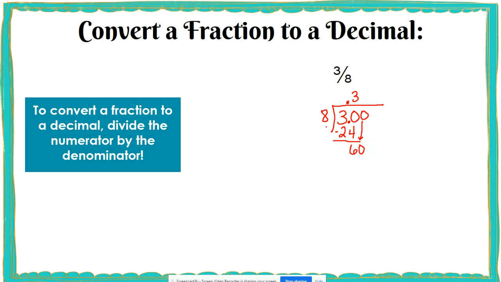Now I'm going to divide 60 by 8. I know that 8 will go into 60 7 times, and 7 times 8 gives me 56. So I'm going to subtract 56 from 60, which will leave me with 4. Again, I don't want a remainder, so I will add another 0, which I can bring down. Now I'm going to divide 40 by 8, and this time 8 will go into 40 evenly, 5 times. 5 times 8 is 40, so when I subtract 40 minus 40, I am left with 0. 3/8 represented as a decimal is 0.375.